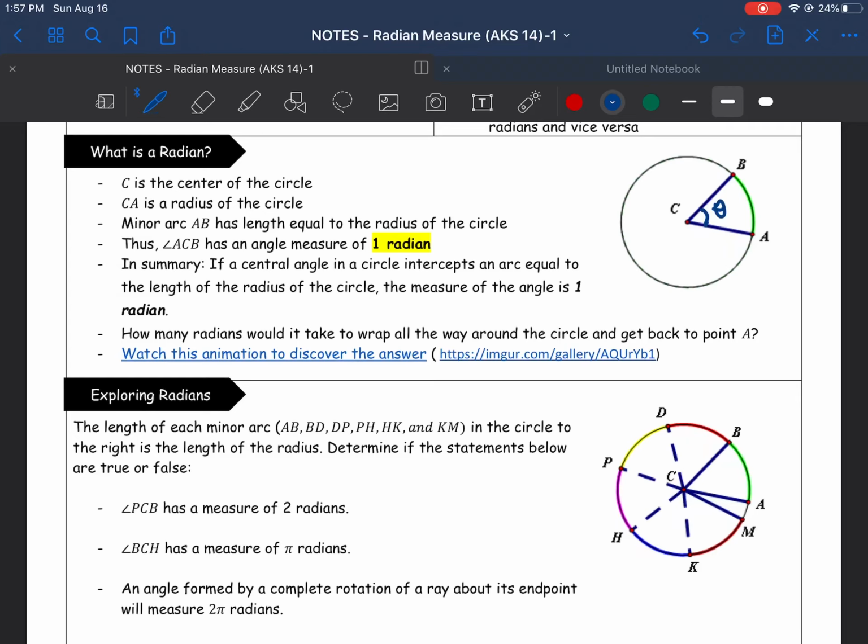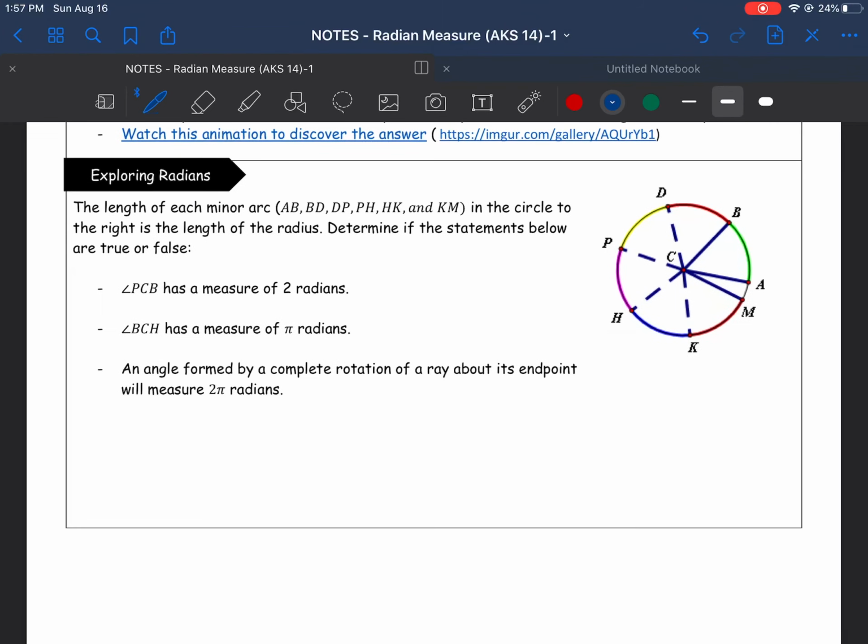So in summary, if a central angle, in this case theta, in a circle intercepts an arc equal to the length of the radius of that circle, the measure of that angle is 1 radian. So, how many radians do you think it would take to wrap all the way around the circle and get back to point A? Well, linked here in the notes is a little animation that explains just that, but let's continue to explore this concept of radian.